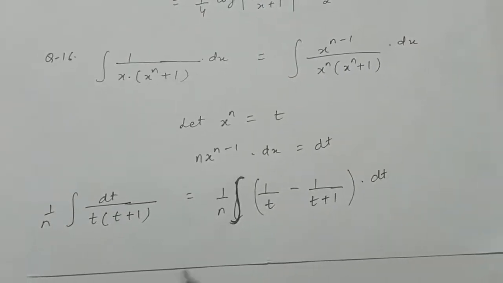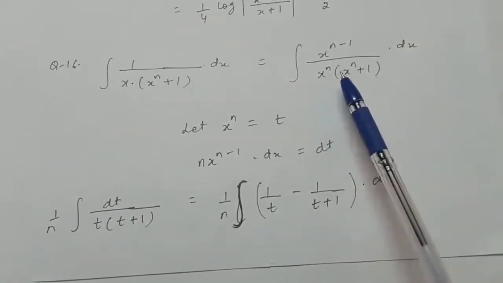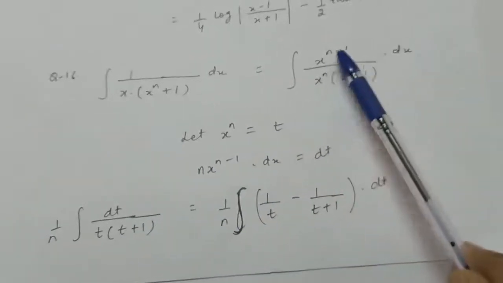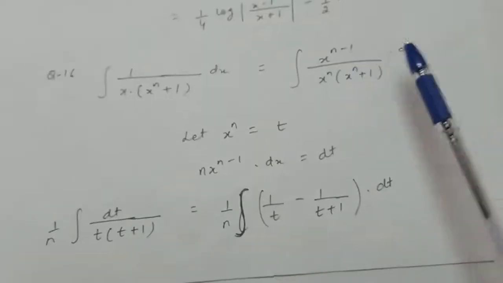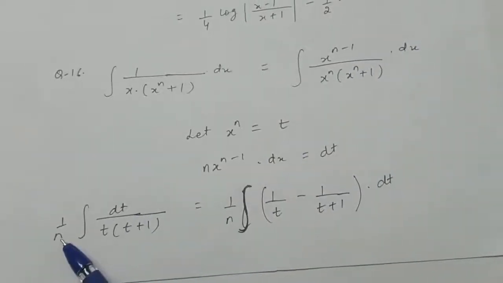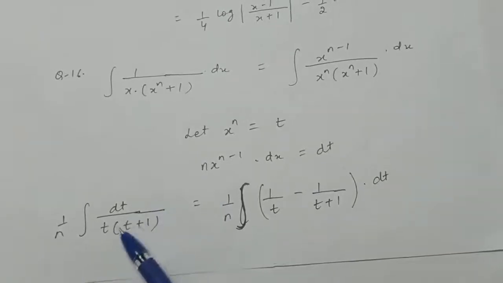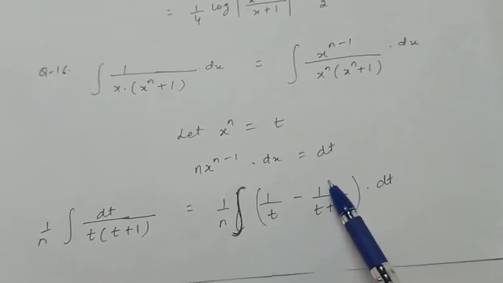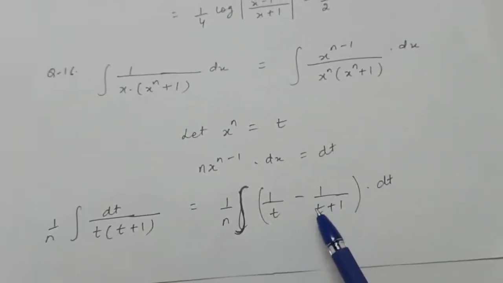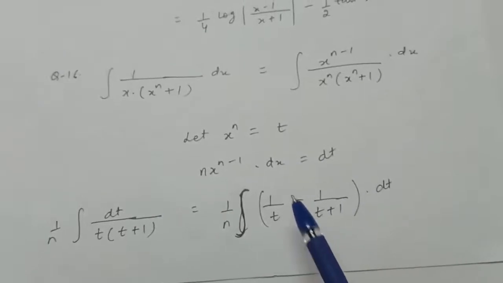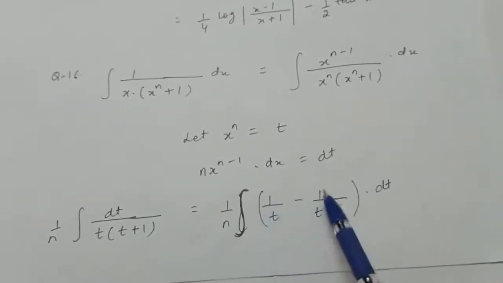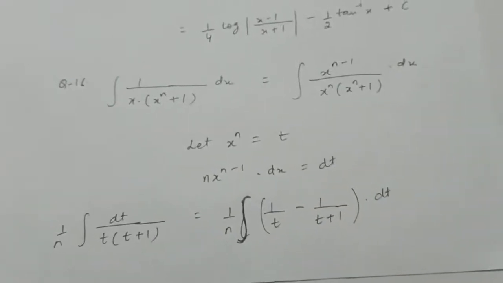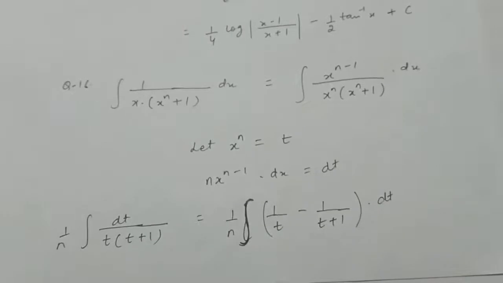So this integral will now become, in place of x raised to the power n, t into t plus 1, and this x raised to the power n minus 1 into dx will be dt upon n, right? Now this function 1 upon t into t plus 1 can be written as 1 upon t minus 1 upon t plus 1. Now further steps you have to do by yourself, because you know the integration of this also and the integration of this also, right? And in the end, in place of t again put x raised to the power n.